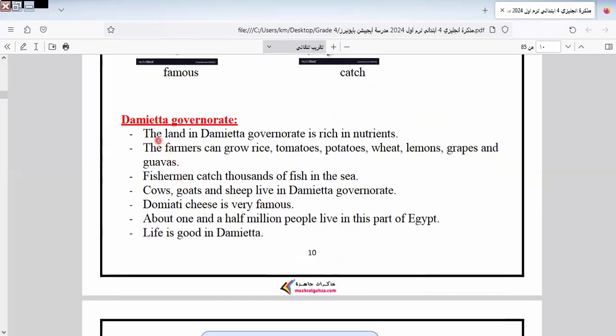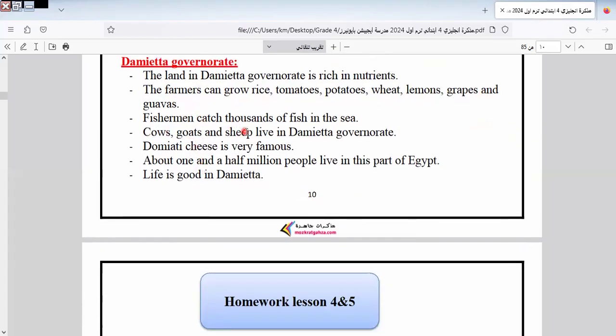Let's read it together. The land in Domyat Governorate is rich in nutrients. The farmers can grow rice, tomatoes, potatoes, wheat, lemons, grapes, and guavas. Fishermen catch thousands of fish in the sea. Cows, goats, and sheep live in Domyat Governorate. Domyat cheese is very famous. I think all of us know Domyat cheese, and especially our parents know it.